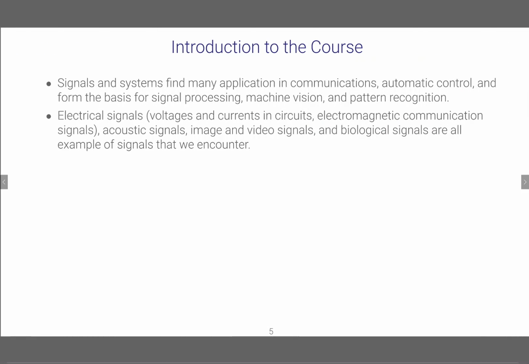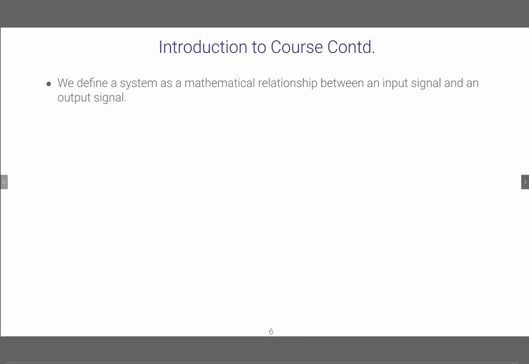So electrical signals, voltages, currents in circuits, electromagnetic communication signals, acoustic signals, images and video signals and biological signals are all examples of signals that we encounter. They are functions of independent variables and they carry information. So we define a system as a mathematical relationship between an input signal and an output signal.